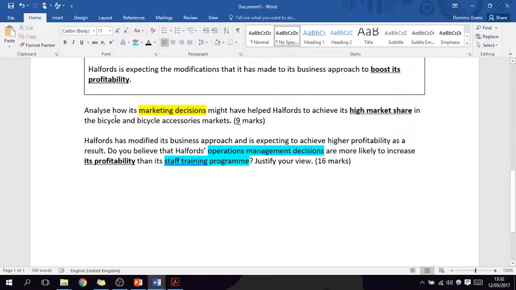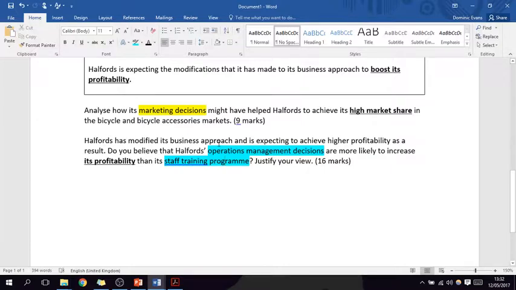the case study. So in this case, all of the bold and the underlining and the colours here are mine. But the first question, the 9-mark one, analyse how its marketing decisions might have helped Halfords achieve its high market share in the bicycle and bicycle accessories market. Okay, so marketing decisions. I'm going to be looking out for any marketing decisions that Halfords have made, and particularly in relation to high market share.